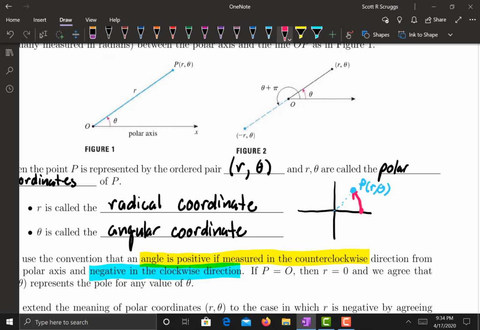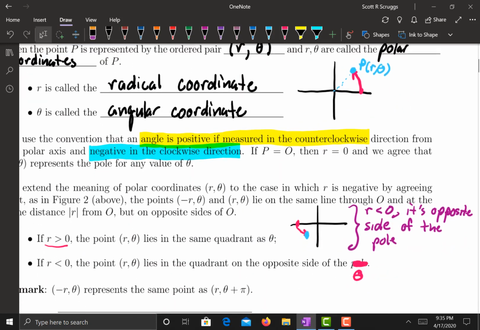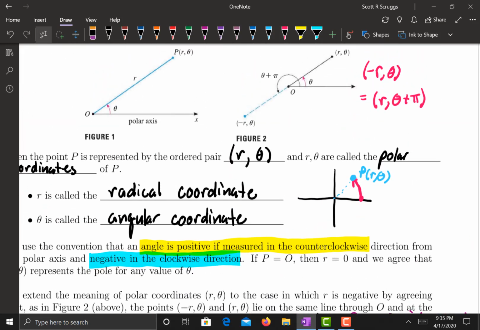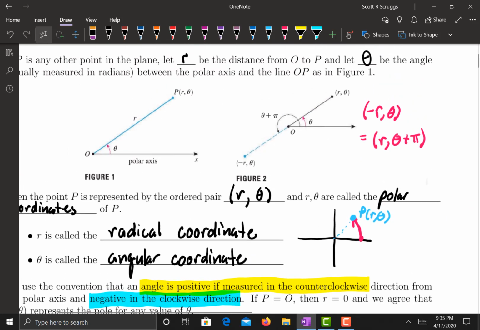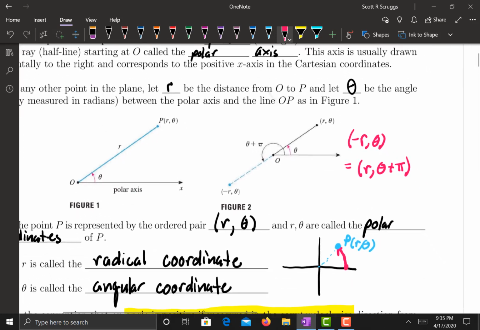Another way that you could think of a relationship between them is that the polar coordinate (negative r, theta) is always equal to (r, theta plus the angle pi). And why is that? So here's the process. I'm going to extend this figure above to make it clearer.